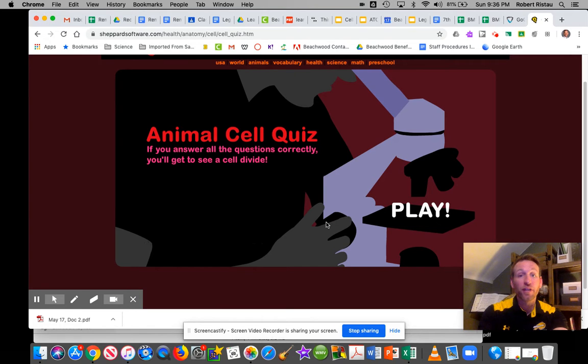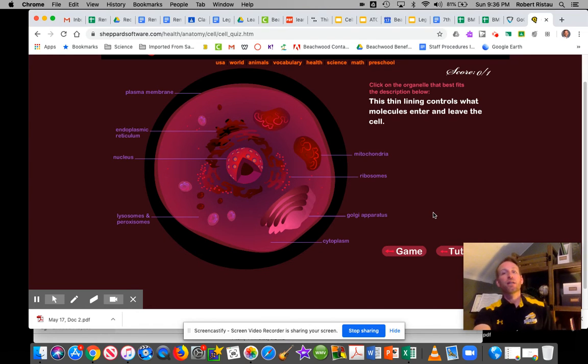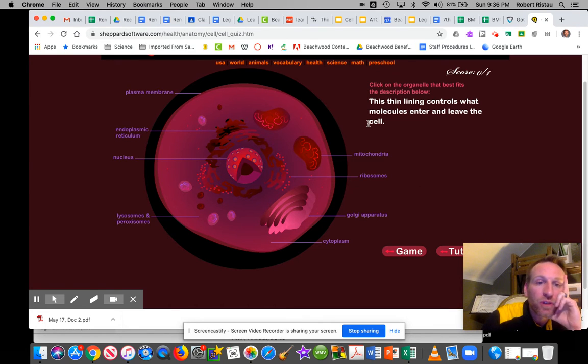Okay, if you answer all the questions correctly, you get to see a cell divide. Ooh, okay. So right now, this is giving us a description up here of the parts of the cell, and I'm not really even going to focus so much on that part as it's more of what these things look like, okay? So take a look here.